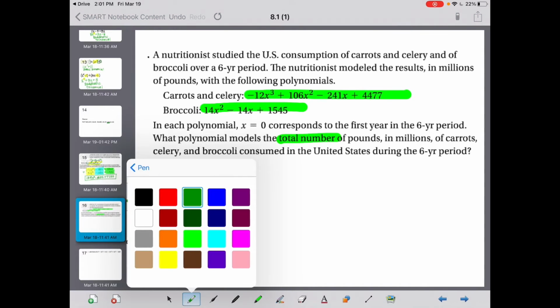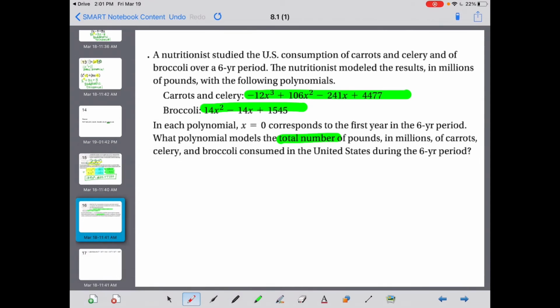I'm just going to circle our like terms so you can see what I was talking about from before. If I have 14x squared and negative 12x to the third, those are different. Careful. I don't have any more x to the thirds, so those stay how they are. Negative 12x to the third. Now, my x squareds, I have 106 and I have 14. That leaves me with a positive 120x squared.